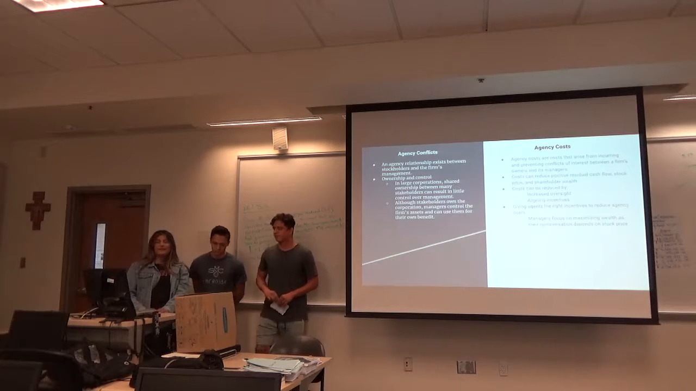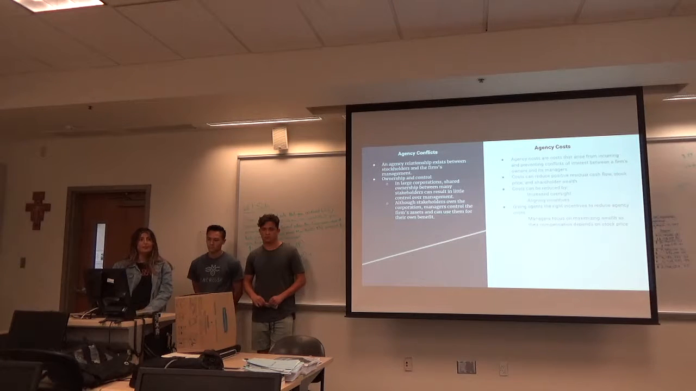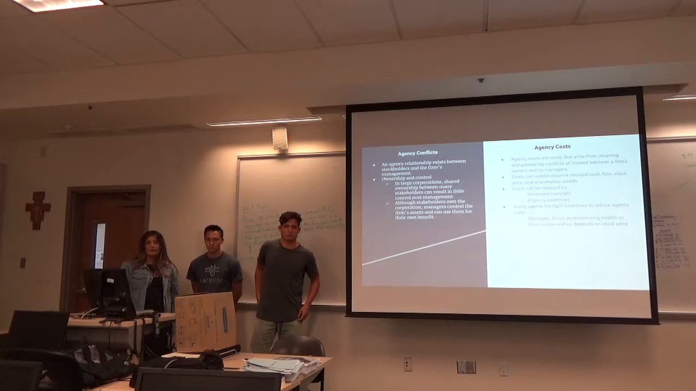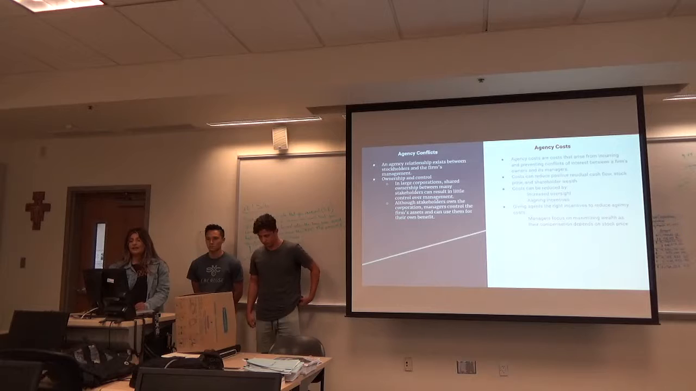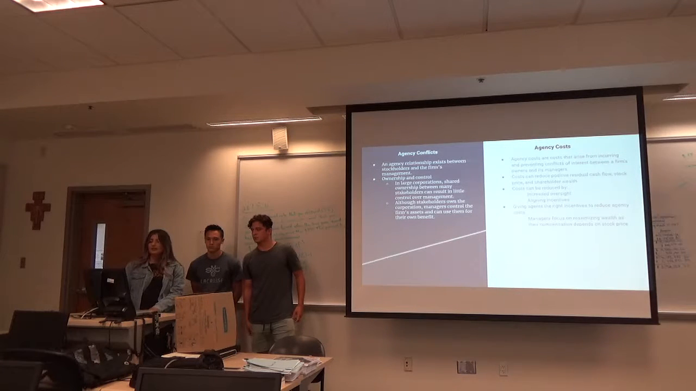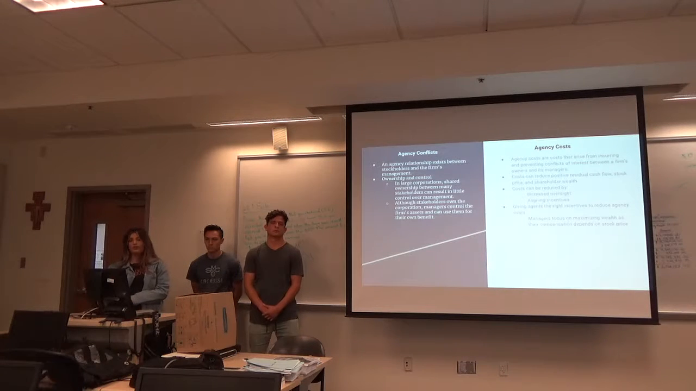Right, and then reiterating what he said, an agency relationship exists between the stakeholders and the firm's management. So some conflicts that we see with that is that in large corporations, when there's many stakeholders in the company, they lose focus on watching, or they have little control over management. And although stakeholders own the corporation, managers control the firm's assets so they can actually use them for their own benefit. And then agency costs are costs that arise from incurring and preventing conflicts of interest between a firm's owners and managers. So what costs can do is they can reduce positive residual cash flow, stock prices, and shareholder wealth.